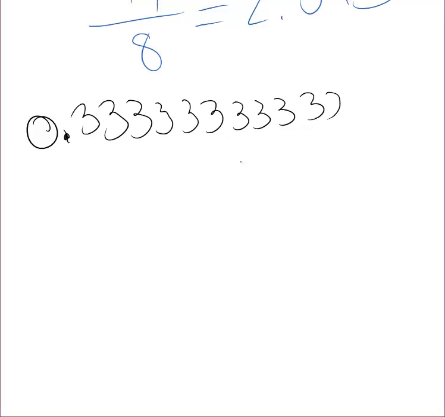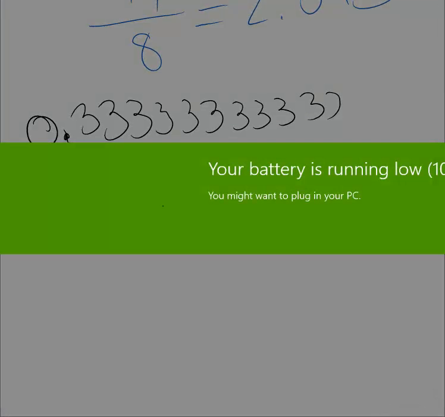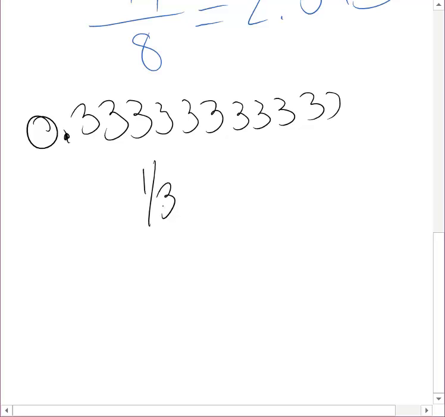0.333333 can be written as the fraction 1 over 3. Go on, put it in your calculator, you'll see the result. Awesome. Not all fractions are decimals that go on forever, though. Some of them are just really, really long.